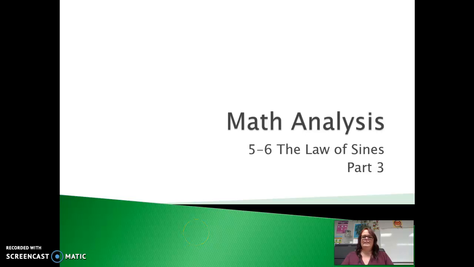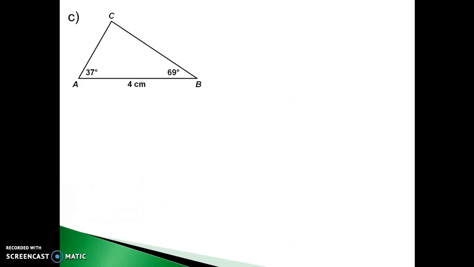So in this third and last part of section 5-6, we're still going to be talking about area of the triangle, but instead of two sides and the included angle, this one is going to be given two angles and a side. Okay, so what we're going to do here is I've got A is equal to 37 degrees, B is equal to 69 degrees, and little c is 4 centimeters.